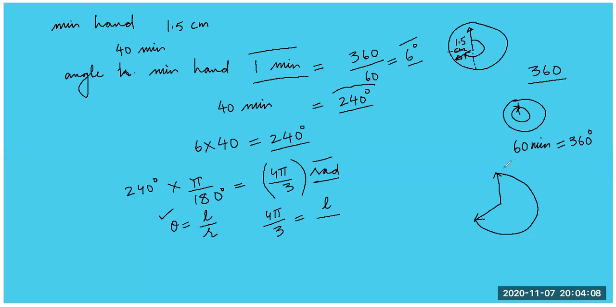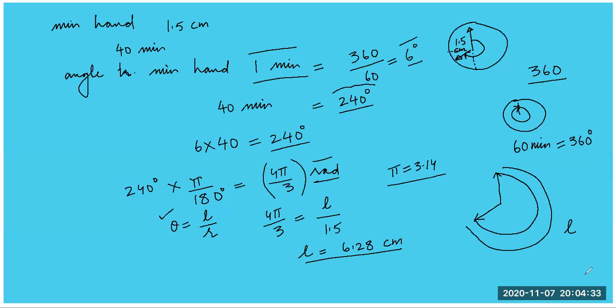the length of the arc, divided by radius. The radius is given 1.5. So from here you will get L is equal to 6.28 centimeter. Please do the calculation yourself. You can put pi is equal to 3.14, I have taken pi is equal to 3.14. Done. Next sum.